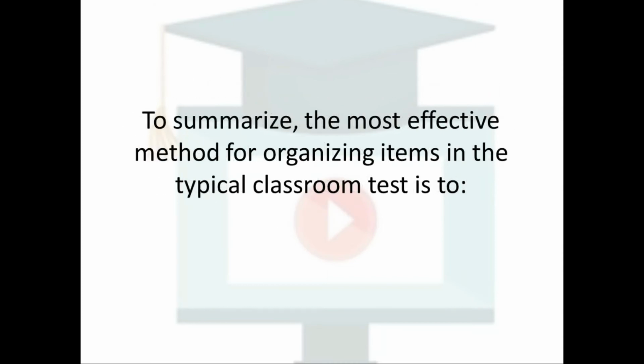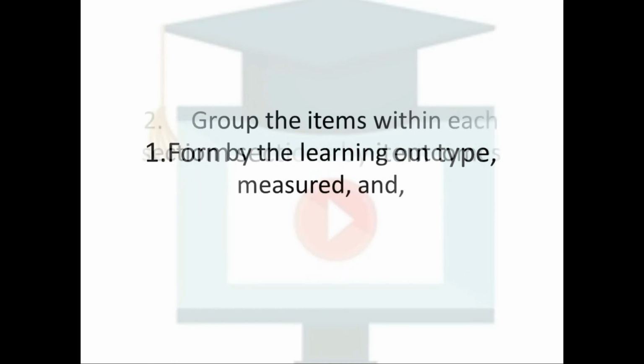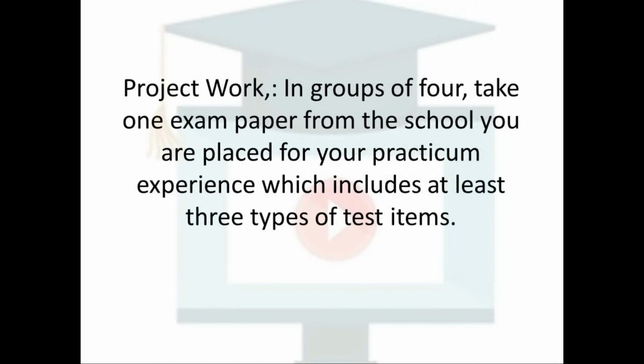To summarize, the most effective method for organizing items in the typical classroom test is to 1. Form sections by item type. 2. Group the items within each section by the learning outcomes measured. And 3. Arrange both the sections and the items within sections in an ascending order of difficulty.